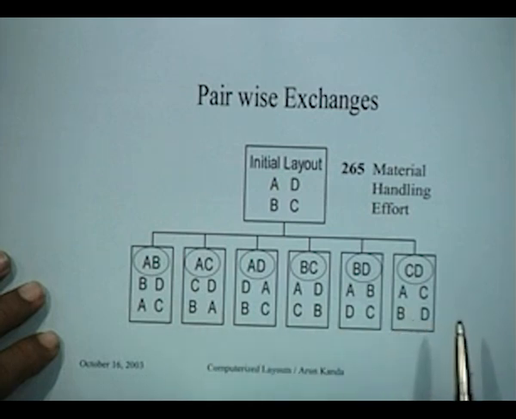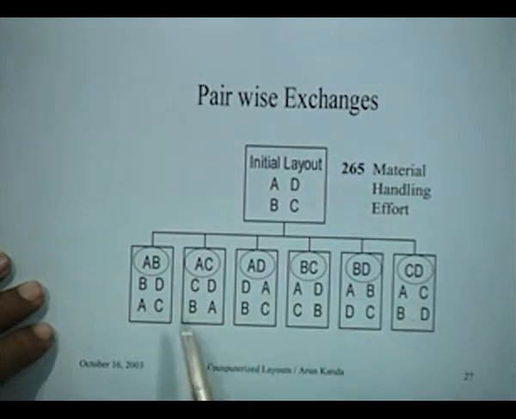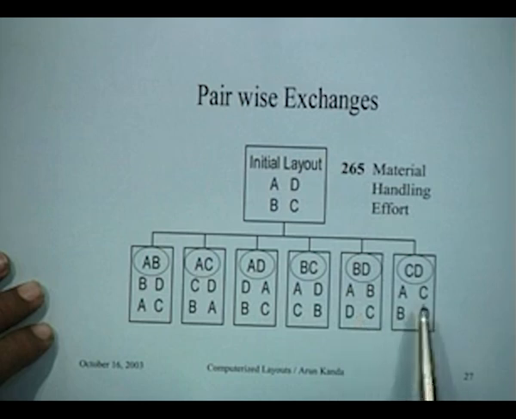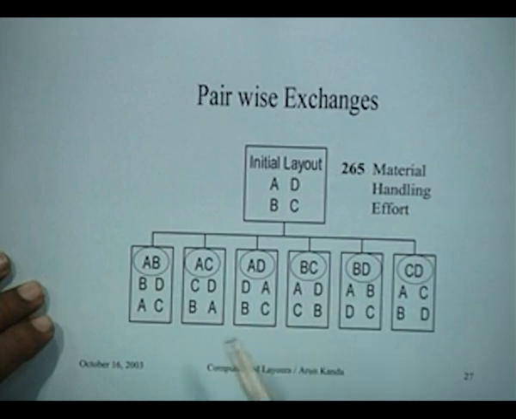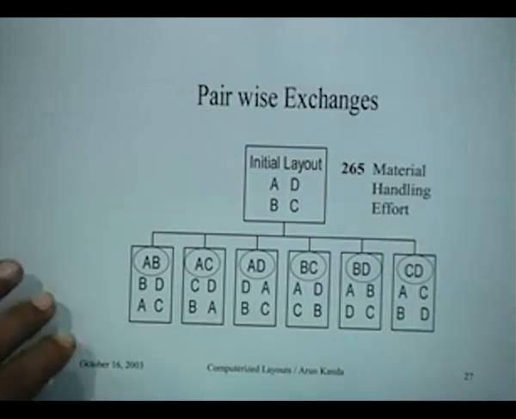You see, the intention now is that for each of these new possible layouts which are derived from the initial layout, you can develop a distance matrix. The only thing that will change is the distance matrix, and the flow matrix will remain the same, the total loads which are moving. Multiply the flow matrix with the distance matrix, and compute the material handling effort for each of these. Let's see, for instance, how this can be done.